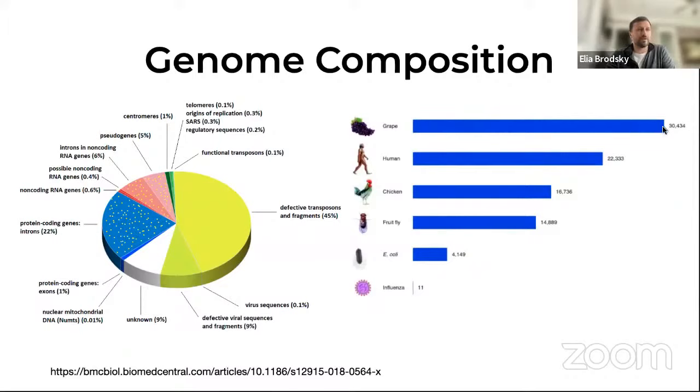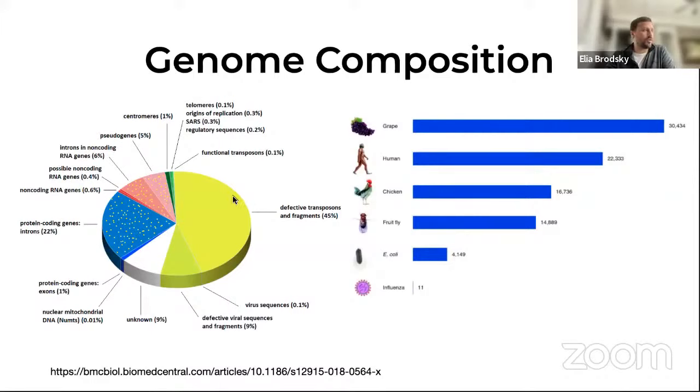Grape, for example, is much longer, not much longer, but longer nevertheless. And influenza, for example, flu or COVID, we all know is thousands of nucleotides long, as opposed to the human, which really has tens of thousands of genes and billions of nucleotides. So influenza, for example, has 11 genes and is somewhere about 20,000 nucleotides, and that's how many genes we have.